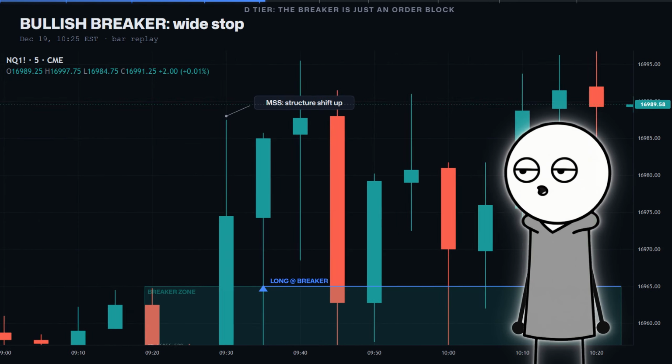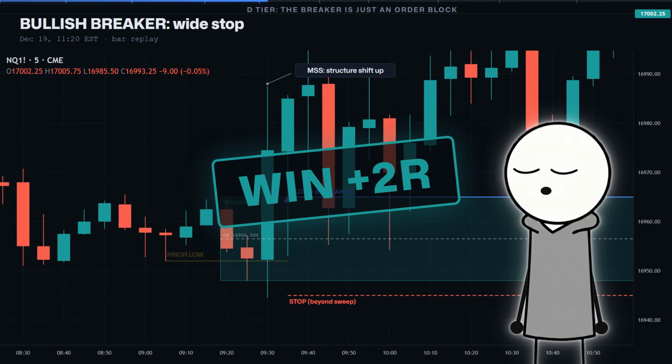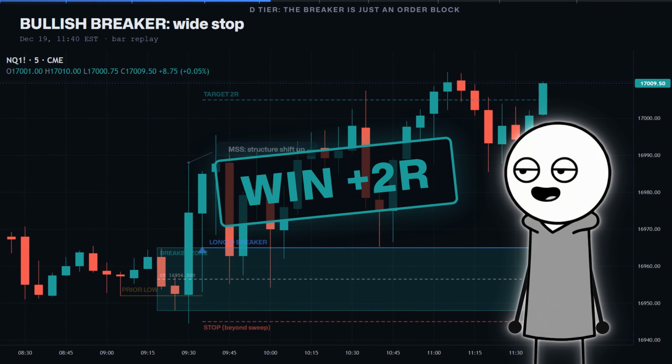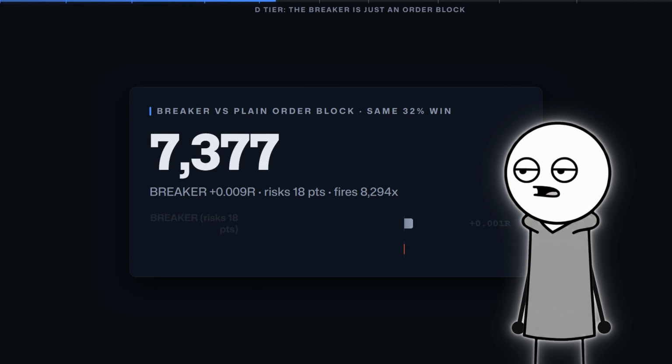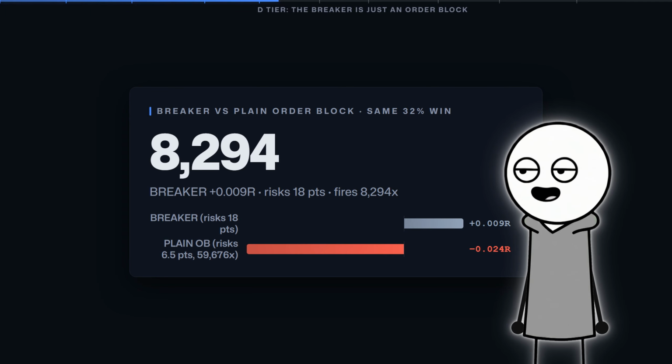Into D tier, the no edge zone, the breaker block. A breaker is supposed to be a failed order block that flips into support after price grabs liquidity. It sounds smarter, more advanced. So we built the second new backtest and put it head-to-head against a plain order block. Same win rate, 32%, almost to the decimal.